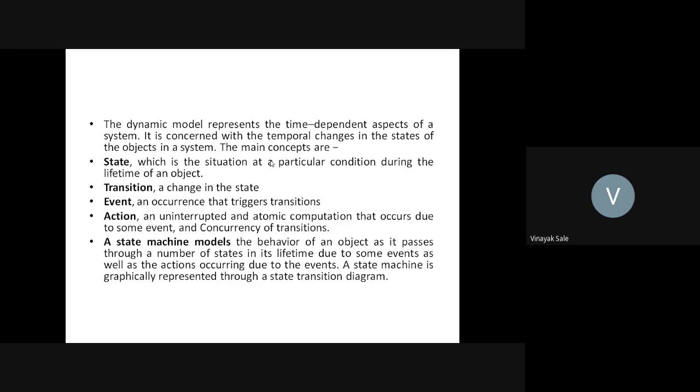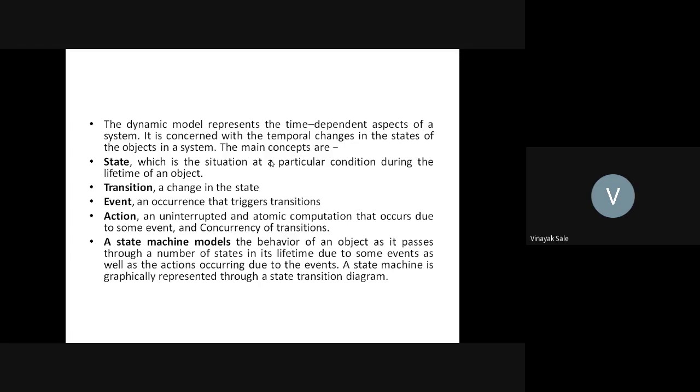In this, the dynamic model represents the time dependent aspects of a system. It is concerned with temporal changes in the states of objects in a system. The main concepts are state, transition, event, and action. These are the four main concepts. Then what is a state? A state is a situation at a particular condition during the lifetime of an object.